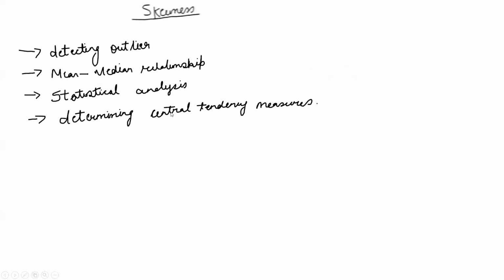The other thing is the statistical analysis. There are a lot of machine learning models, for example, the linear regression model, and certain statistical tests, which are called parametric tests. These tests are based on the assumption that the data should be normally distributed. It should not be skewed. So whenever we are doing any kind of linear regression model or any other statistical model, we need to check whether there is any skewness present or not.